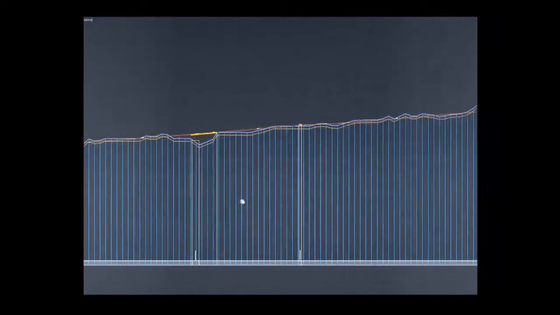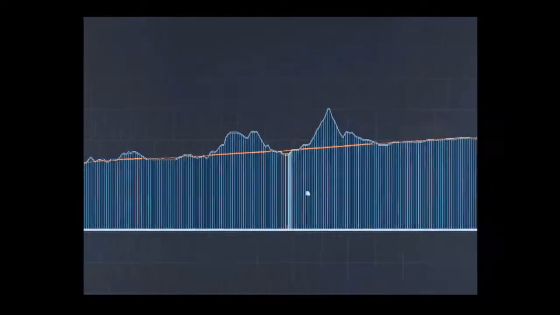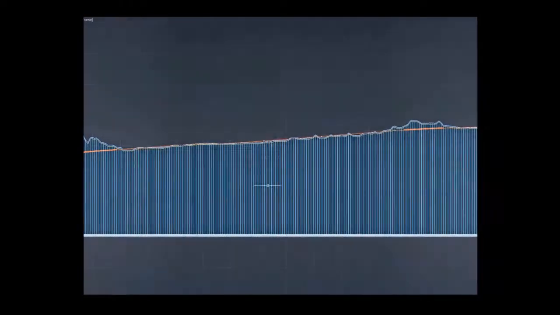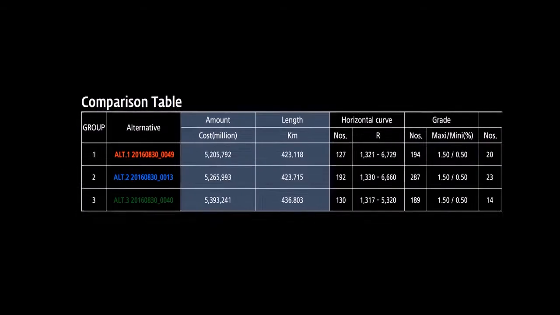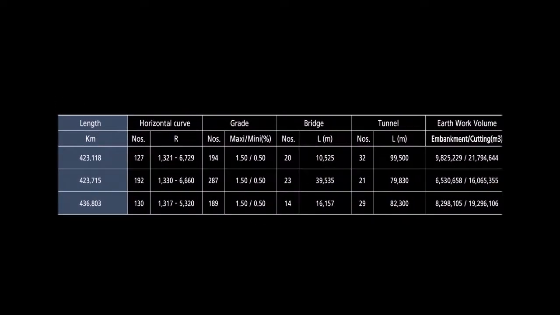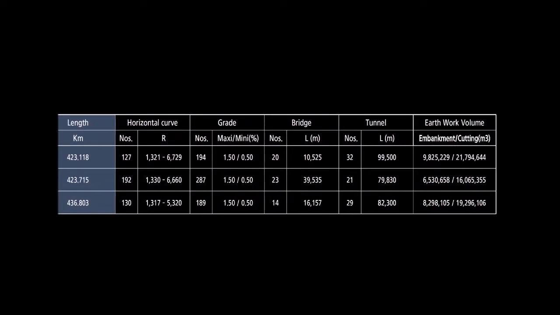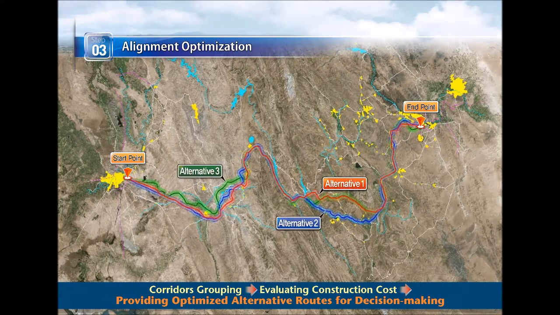You can check the location of the bridges and the tunnels from the longitudinal section. With the selected preferred alternatives from each group, the comparison table is made so that you can compare the length and construction costs at a glance. Now, it is the grouping process by evaluating construction costs, and it finally provides the optimized alternative routes for decision-making.